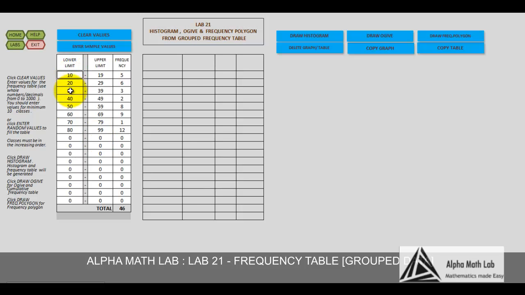The lower limit is 10 and the upper limit 19. Next class lower limit 20 and upper limit 29. The classes are not continuous. The corresponding frequencies are also given here. Draw histogram.